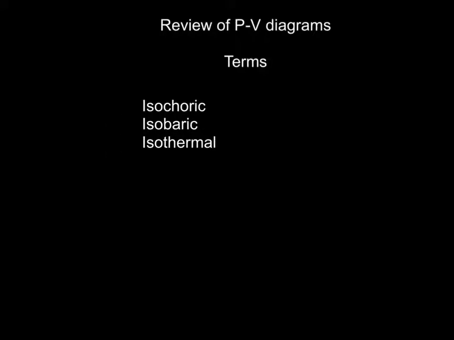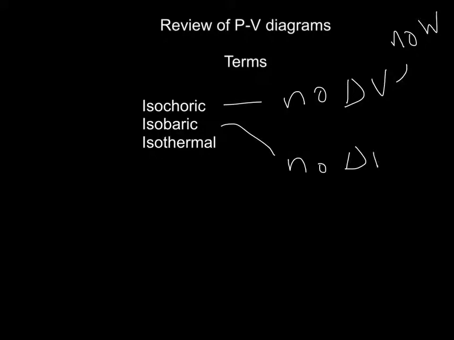Isochoric means no change in volume, no delta V. The key thing about no delta V is that it means no work, since work is equal to P delta V. Isobaric means no pressure change, no delta P.